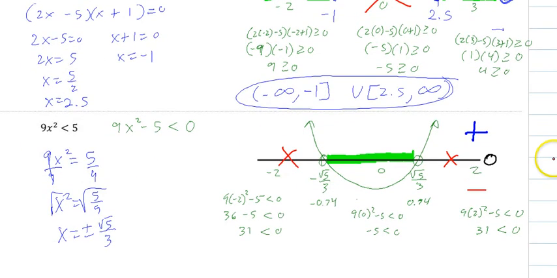And that's it. So the 3 steps will always work. Solve to find out when it equals 0. Plug in some numbers in each region to find out when it is positive or negative. And if you're looking for the negatives, you shade the negative region. If you're looking for the positives, you shade the positive region. And that's it.